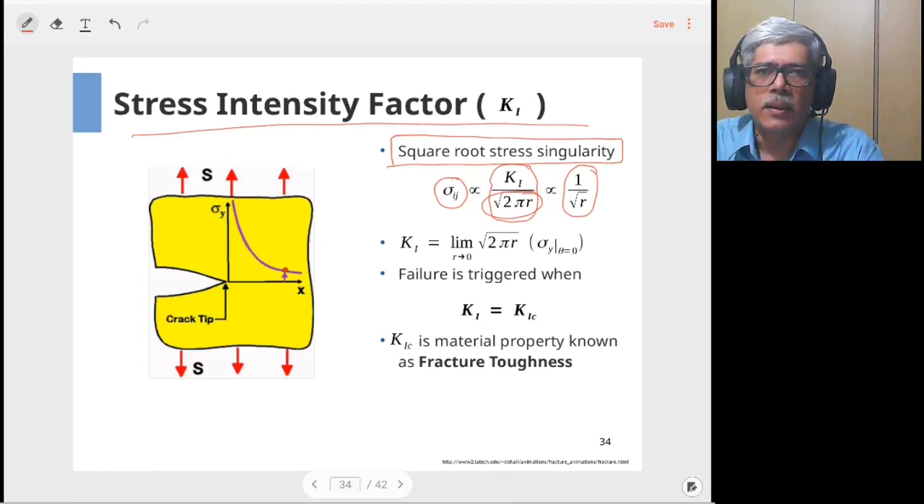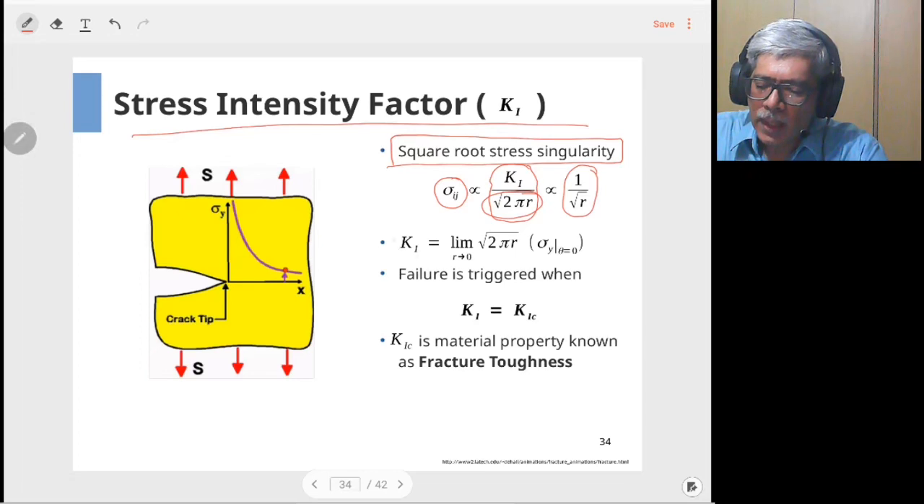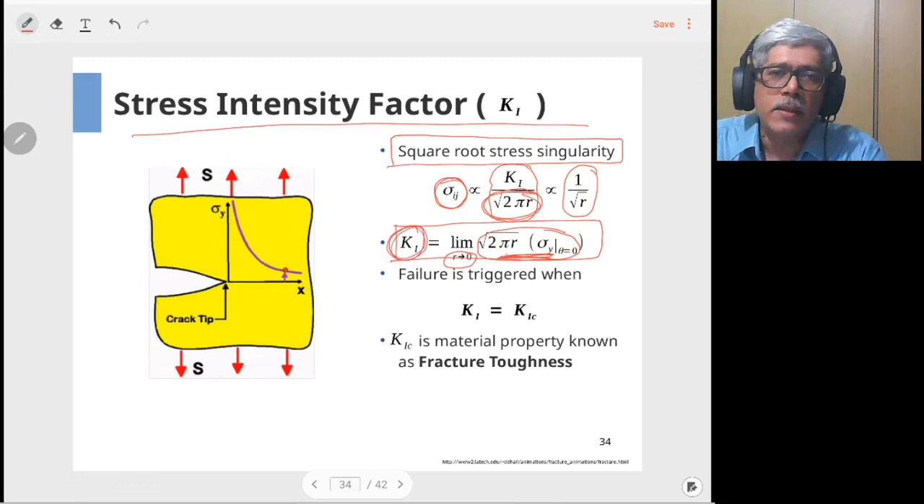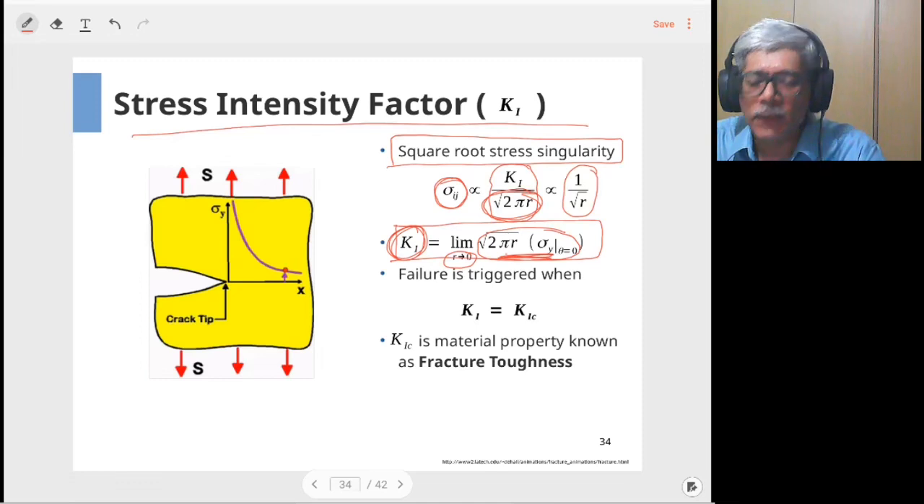So this is one particular nature of stress that we know, that is, the stresses around the crack tip are inversely proportional to the square root of r, and K1 can be mathematically determined by using the value of root 2 pi r into sigma y. It could be sigma x as well. So that is the denominator multiplied by the sigma term. As r tends to 0, the product of these two numbers will give you the value of K1. So that is the mathematical definition of K1.